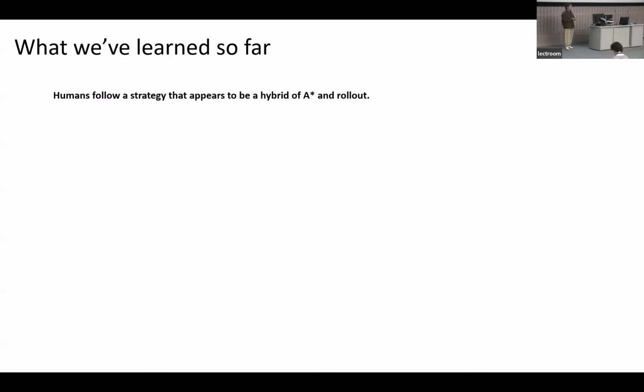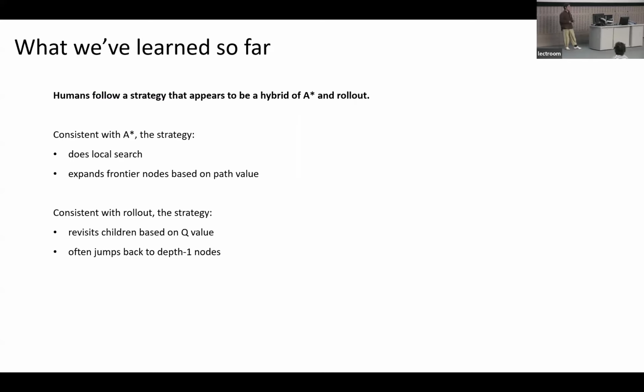Okay, so what have we learned so far? We've seen that the strategy of humans seems to be a hybrid of A-star and rollout. It has features from both. Consistent with A-star, the strategy does local search and is sensitive to path value. Consistent with rollout, the strategy is sensitive to Q-value, and it often jumps back to depth 1. And surprisingly, the task-optimized recurrent neural network model can capture this hybrid strategy.